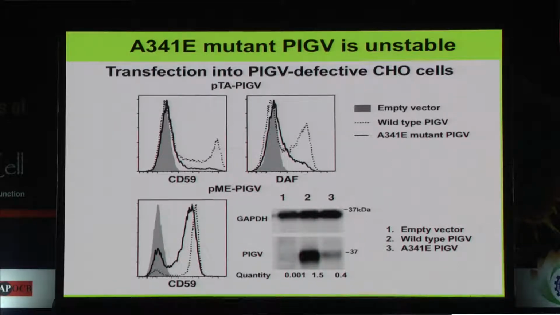If we use a stronger promoter, the recovery by the mutant cDNA is much better, but still this is a subnormal level. And in Western blotting detection of the PIGV protein, the mutant protein level is very low compared to the wild-type PIGV. So we concluded that this mutation caused instability of the PIGV protein and a reduction of the total activity in the cell.